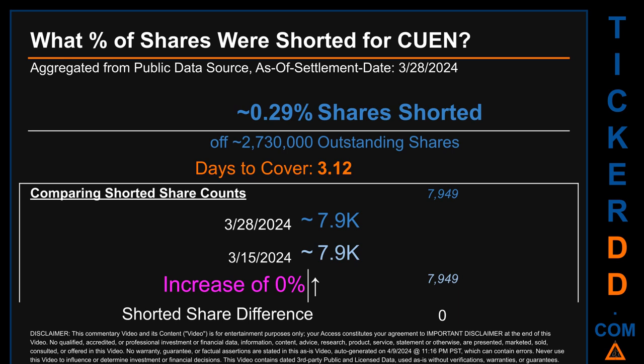When I compare the current 2-week period data snapshot against the previous period, ending in settlement date March 15, 2024, I find that the current snapshot had roughly 0,000 more shares shorted. This means that, compared to the previous snapshot, the current snapshot has an increase of 0% of shorted shares.